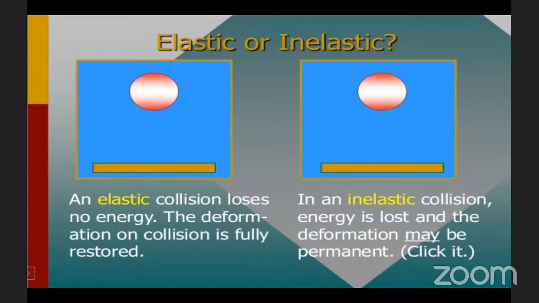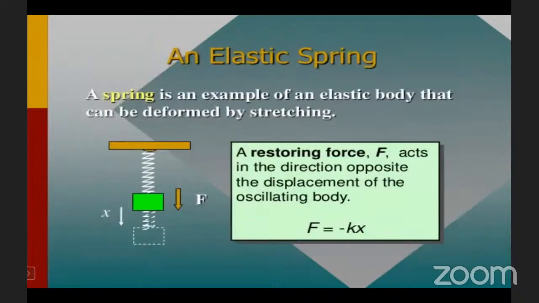An elastic collision loses no energy. The deformation of the collision is fully restored, and that is called elastic. What is inelastic? In an inelastic collision, energy is lost and the deformation may be permanent, and that is called inelastic.